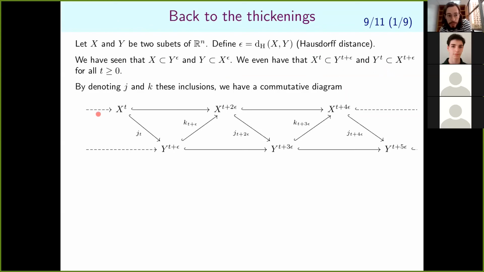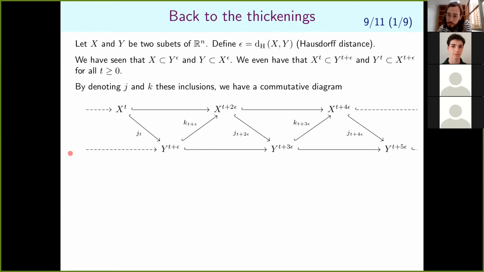So now, here, I write all the thickenings of X. I write only X^t, X^(t+2 epsilon), X^(t+4 epsilon), but you can imagine that on this line you have all the thickenings of X. And I also denote the inclusions between these thickenings with this arrow here.